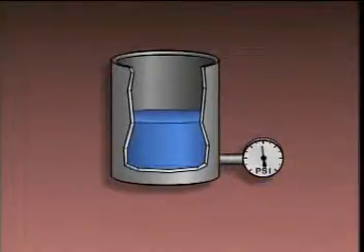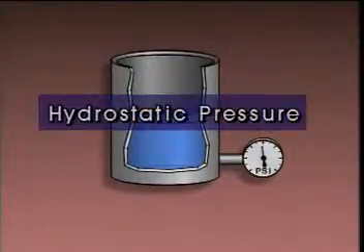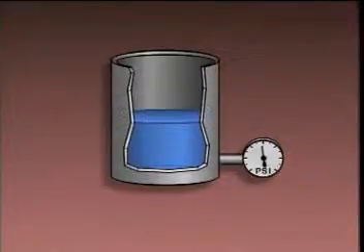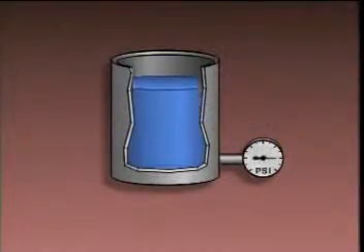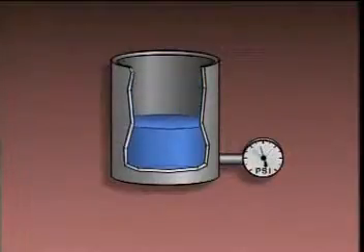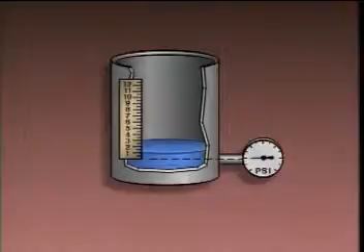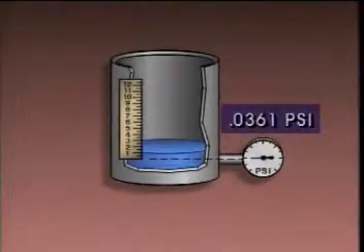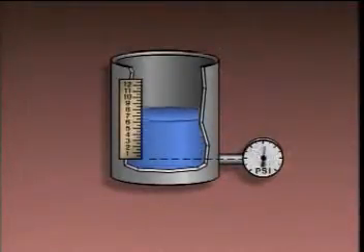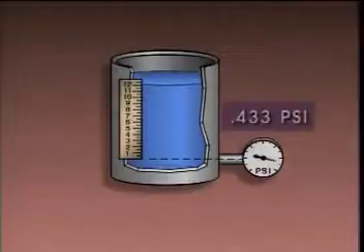a container. The pressure exerted by a static liquid is known as hydrostatic pressure, and it's related to the depth and density of the liquid. So, the hydrostatic pressure exerted on the gauge varies with the level of the water. As it turns out, every inch of water above the measurement point corresponds to a pressure of 0.0361 pounds per square inch, or psi. Every foot of water corresponds to a pressure of 0.433 psi.